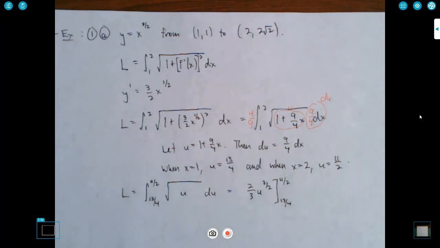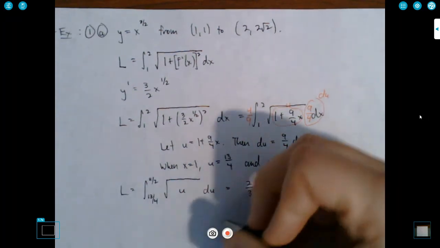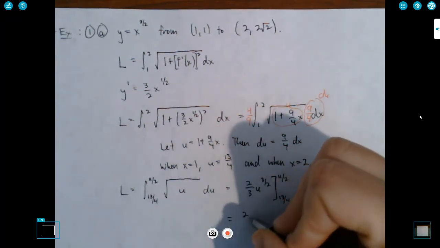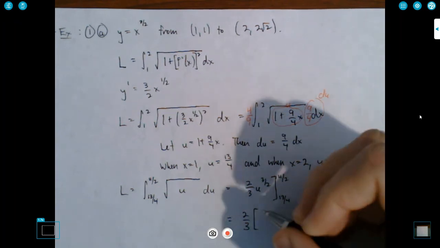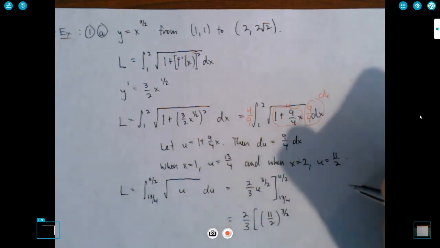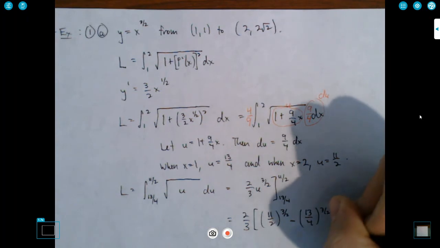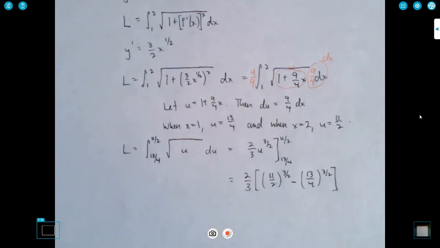This is not going to be nice. Holy schmoly. Because we have to take 11/2 to the 3/2 power. Oh, goodness. So it's going to be 2/3 times, we'll say 11/2 to the 3/2 power minus 13/4 to the 3/2 power. And I have a feeling that that's probably as nice as that's going to ever look. You know what I mean? You're not going to get a nice looking answer here. I wonder what this is approximately. So I'm going to plug this into my calculator.